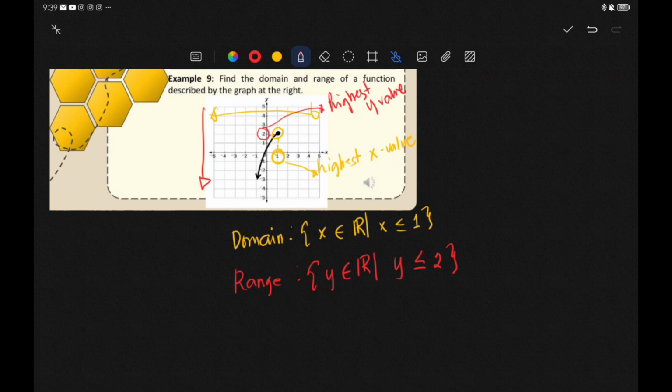Since it's going down, we are going to use less than. And equal to, we are using or equal to because this part here is not hollow. It is shaded. And this is also a solid line. That is why we are using or equal to.